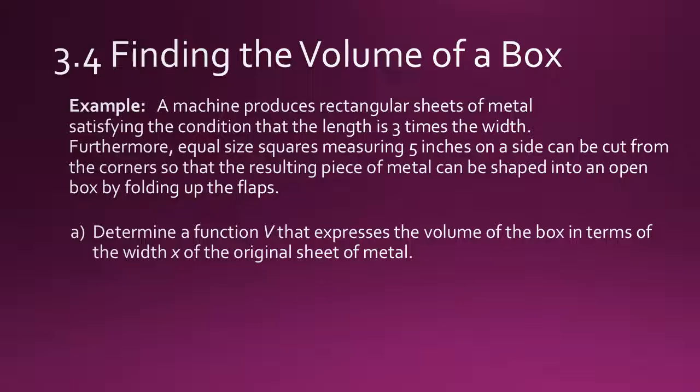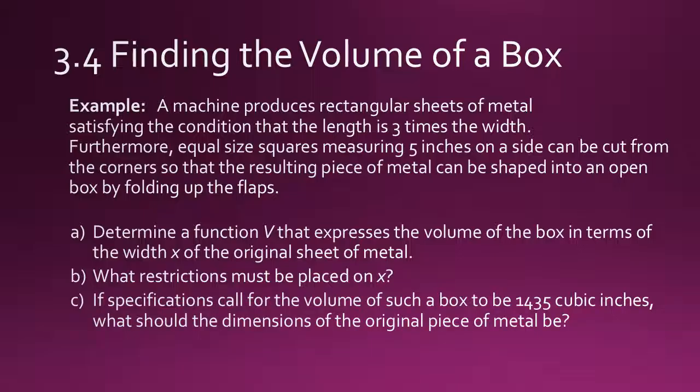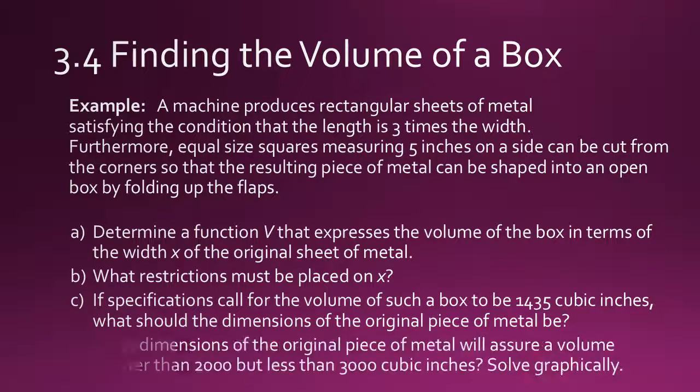We're going to determine a function v that expresses the volume of the box in terms of the width x of the original sheet of metal. We're also going to find the restrictions that must be placed on x, just like before. If specifications call for the volume of such a box to be 1,435 cubic inches, what should the dimensions of the original piece of metal be?